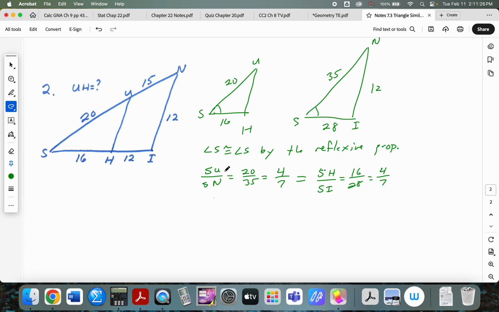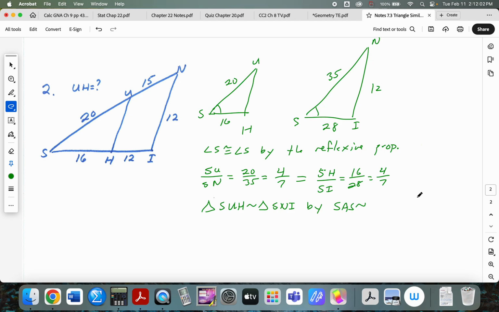Please do not write something like SU is equal to SH. SU and SH aren't the same length. Or that SU and SN are the same length. That's certainly not true. There are no congruent sides in this. But I have enough now to know that triangle SUH is similar to triangle SNI by side angle side similarity.